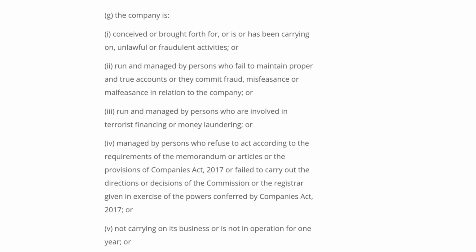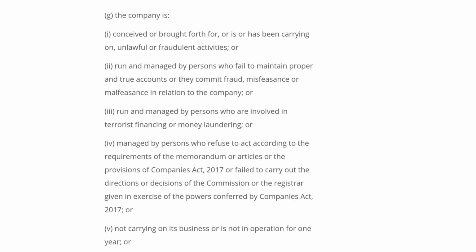And of course, we all know that the range of unlawful and fraudulent activities is quite wide. So you can think of any possible unlawful or fraudulent activity that the company, that is the NPO, may possibly be engaged in, and that is going to be a valid ground for the revocation of that NPO's license.